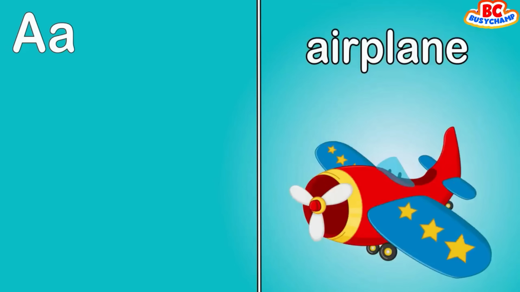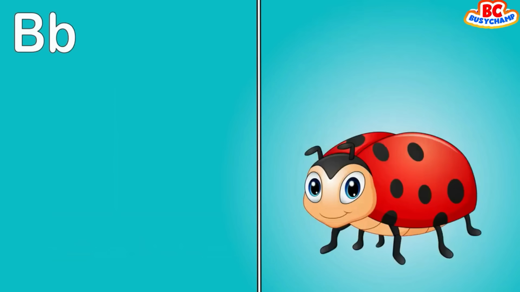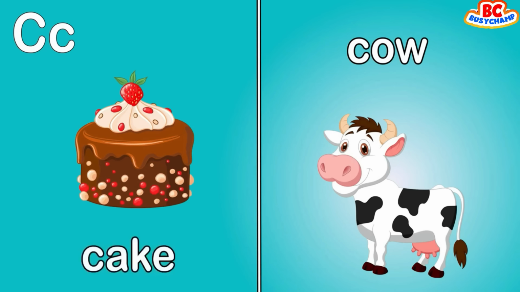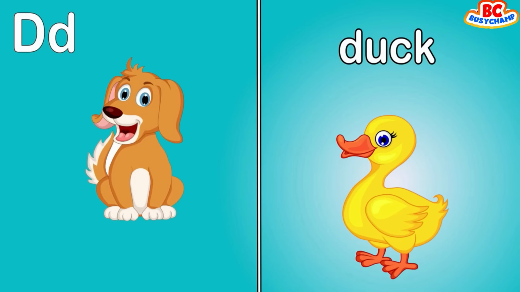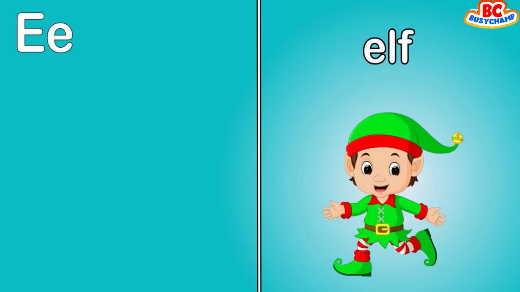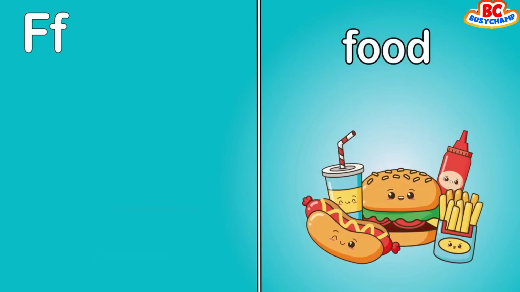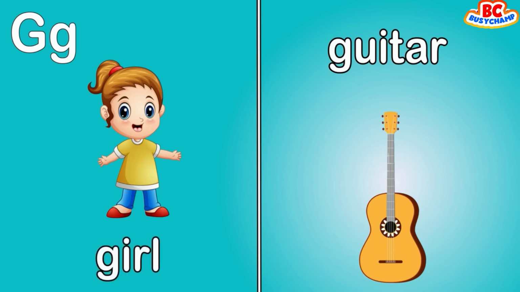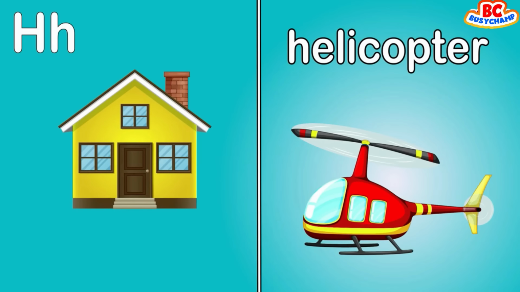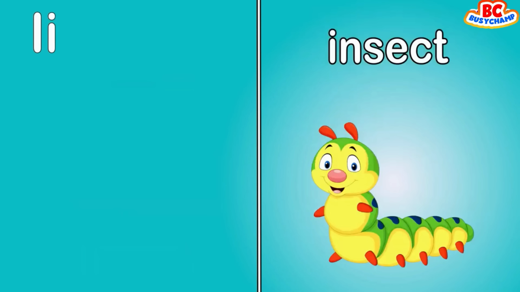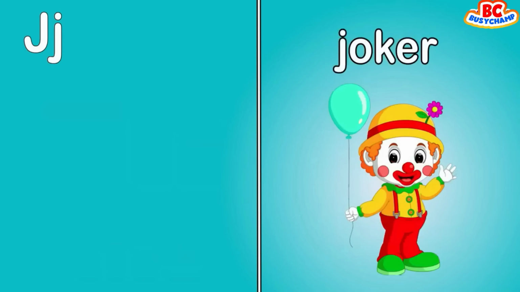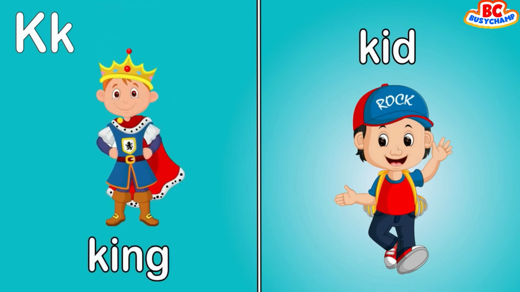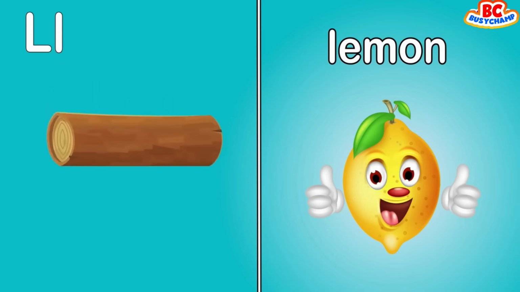A, airplane. A, ambulance. B, bug. B, banana. C, cow. C, cake. D, duck. D, dog. E, elf. E, egg. F, food. F, fork. G, guitar. G, girl. H, helicopter. H, house. I, insect. I, iguana. J, joker. J, jet. K, kid. K, king. L, lemon. L, log.